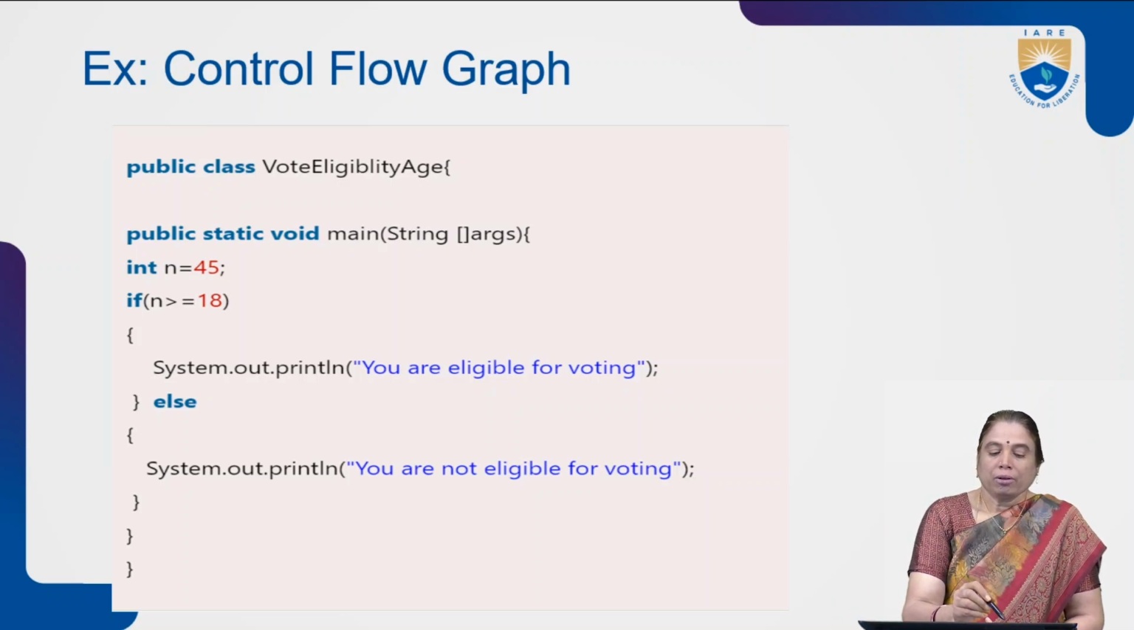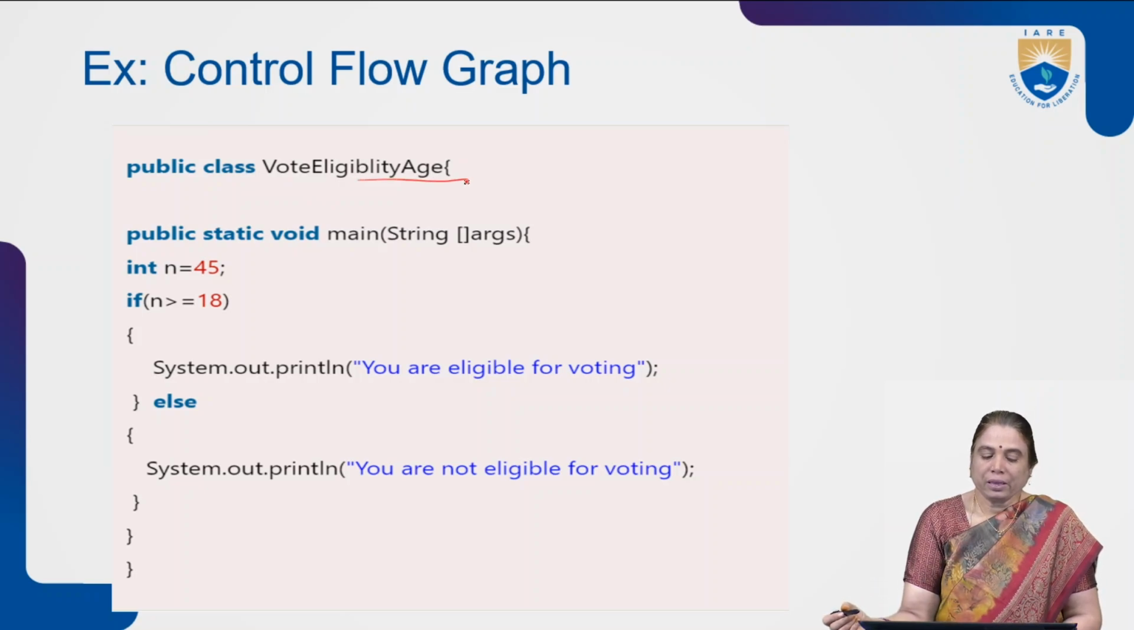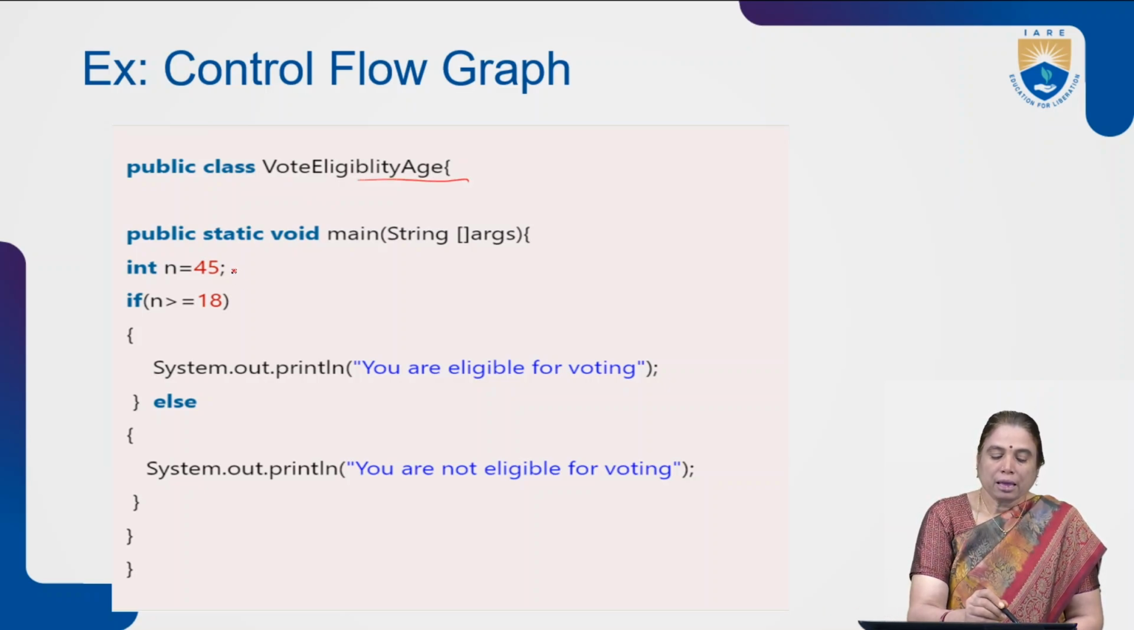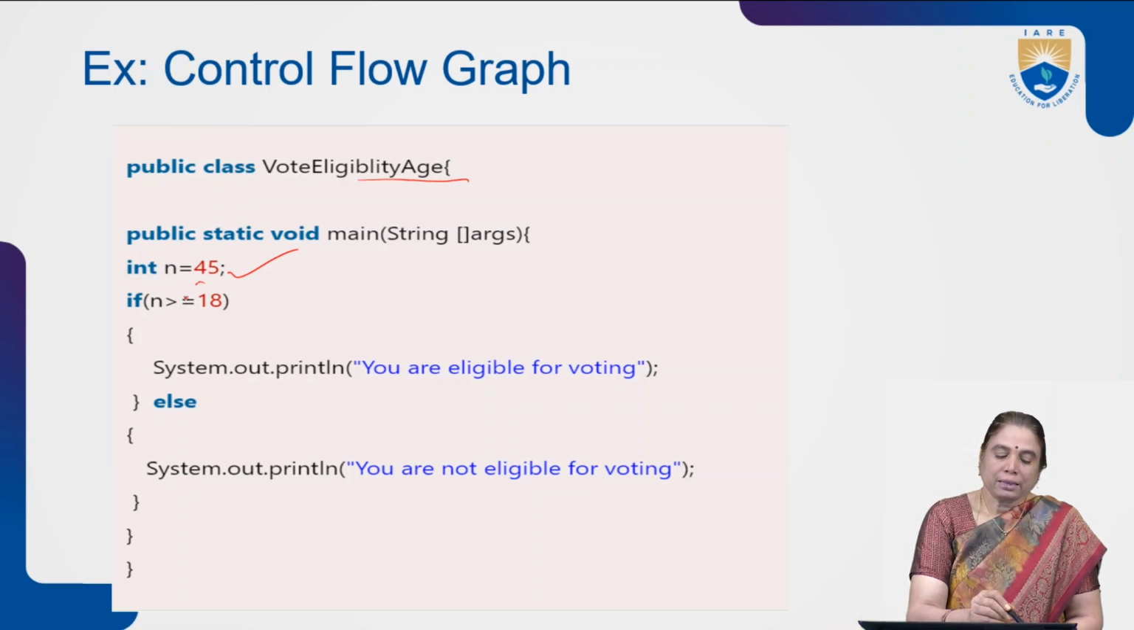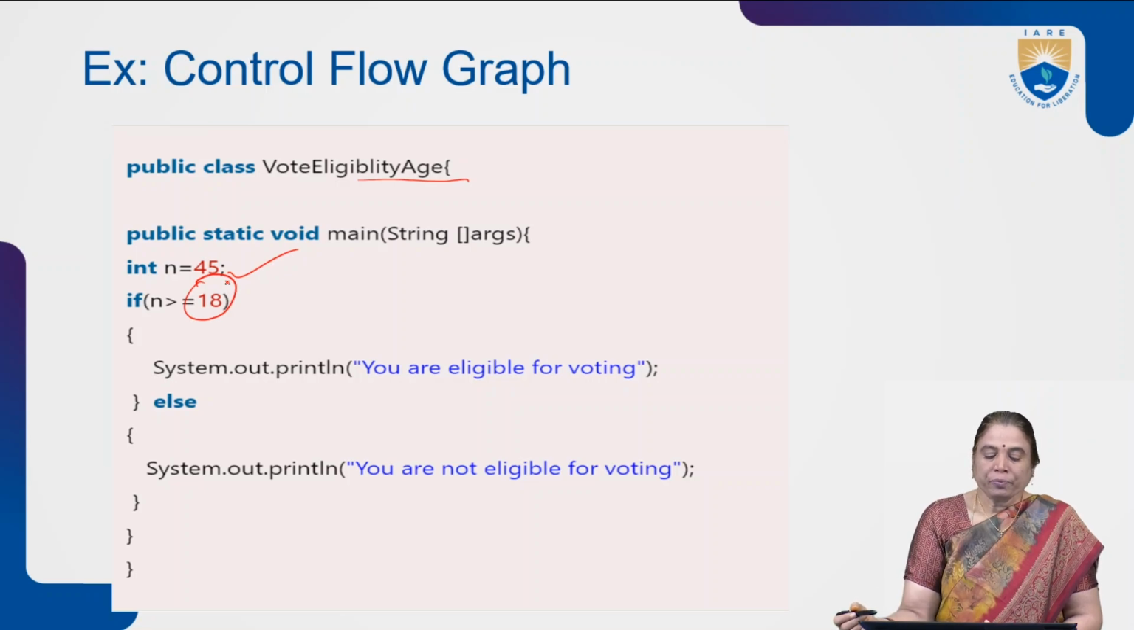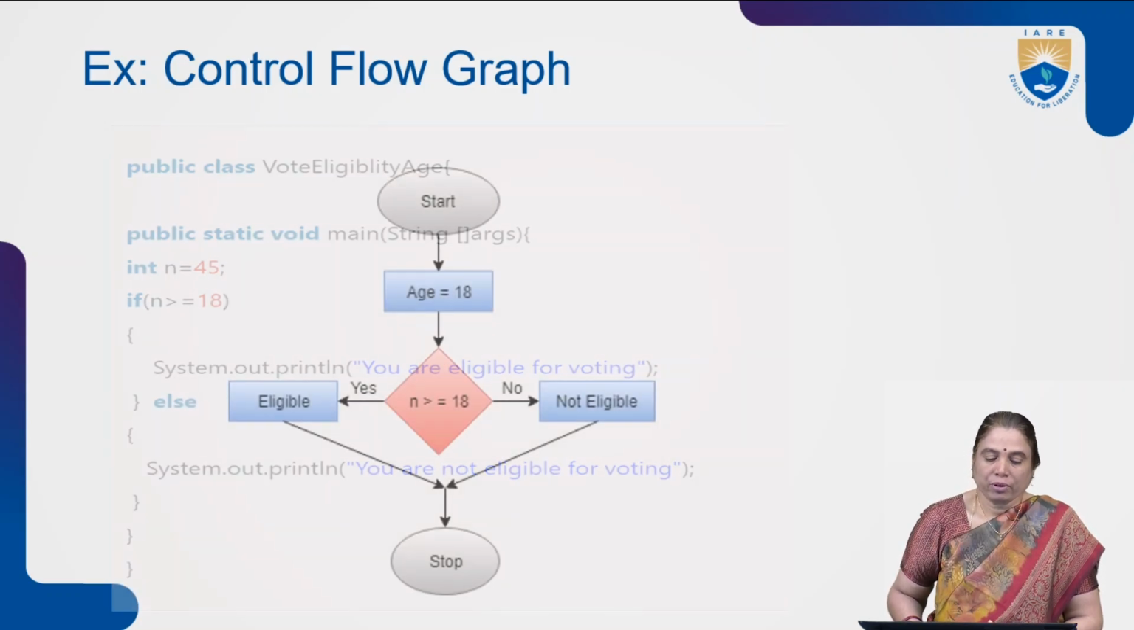So here the program is used to test the voting eligibility age. Taking a variable n with an input of 45, if n is greater than or equal to 80, then only are you eligible for voting. Otherwise, you are not eligible for voting. So it is checking the voter age. If the age is greater than or equal to 80, then only the citizen is eligible for voting. Otherwise, he is not eligible for voting.